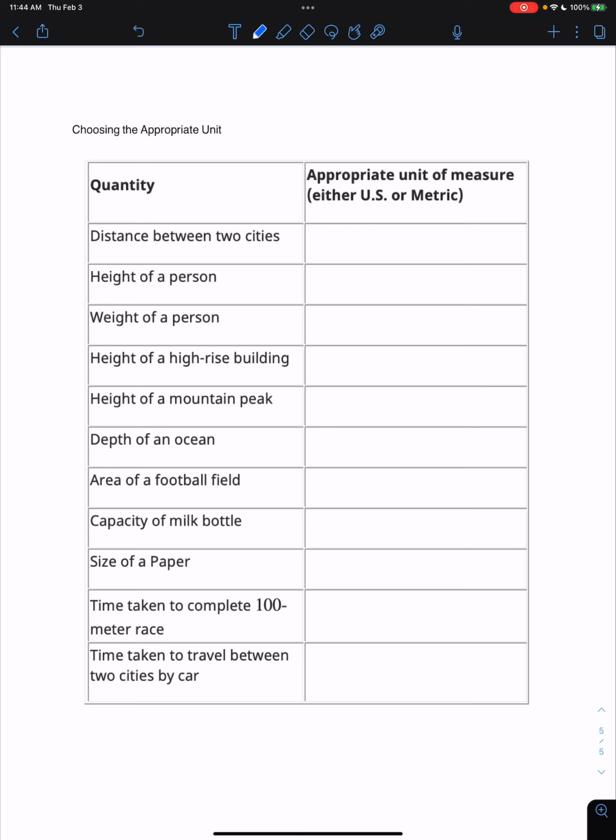So for the distance between two cities in the US system, we would use miles. In the metric system, we would use kilometers. Because it is a large distance. We don't want to measure it in inches, right? Or centimeters. We would get a huge number. So we want to use the appropriate unit.